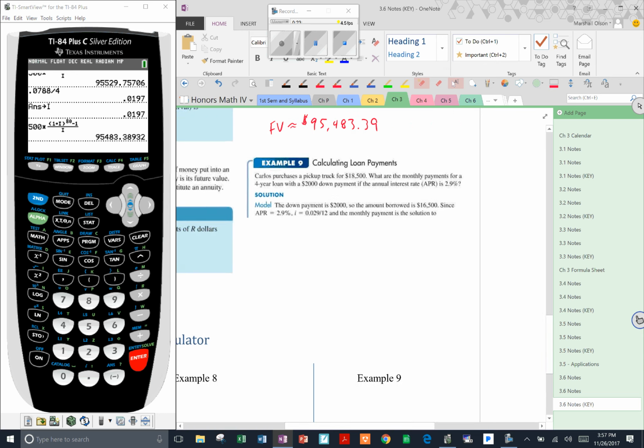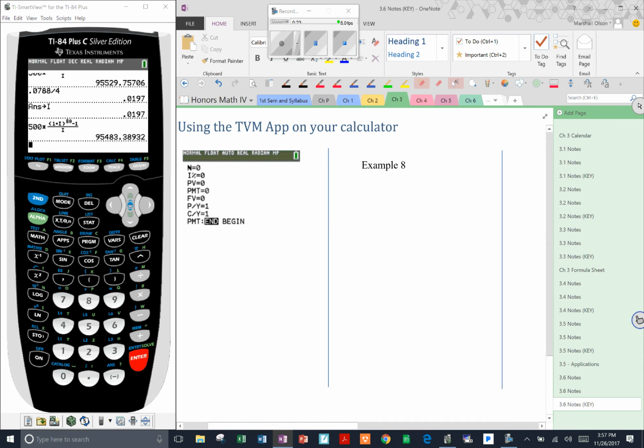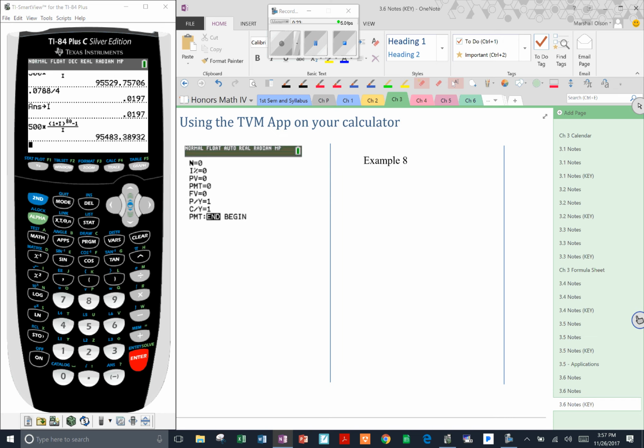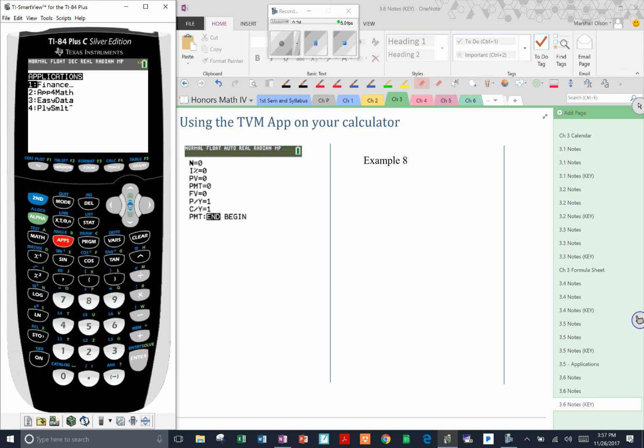All right, let's take a look at what that would look like on the app on our calculator. So using that TVM app. So here's what we're going to do. I'm going to just write out pretty much what it's going to look like in the end. What I'm going to have you guys do is just copy down here what is going to end up being on the calculator. So let's go back to that app. So apps, finance, TVM solver.